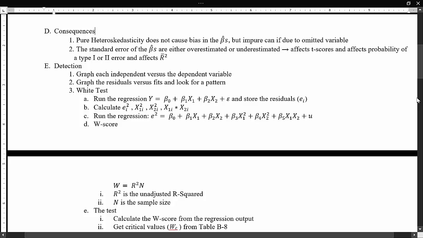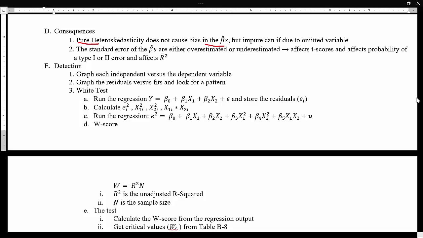If you just happen to have pure heteroskedasticity, it does not cause the beta hats to be biased. But if you have impure heteroskedasticity, and that's due to an omitted variable, that could mean your beta hats are biased. They could be too large or too small, depending on the omitted variable and its correlation with the included x variable and the y variable itself. One thing we do know about heteroskedasticity, if we have it, our standard errors of our betas are not correct.